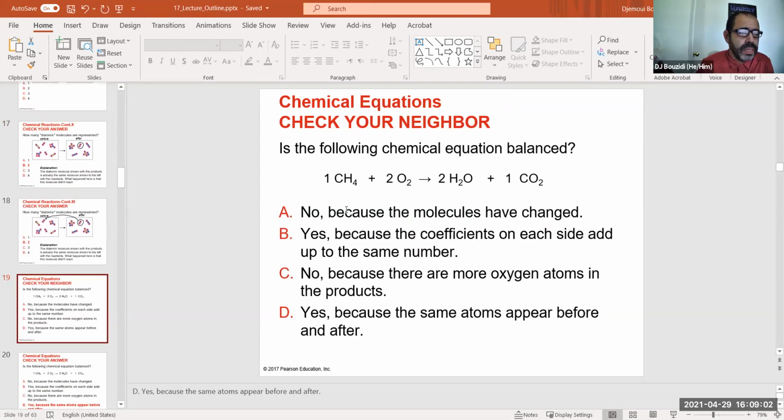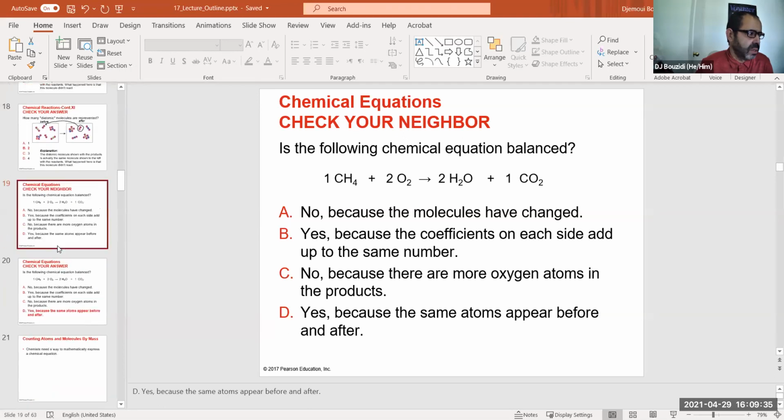So anyway, is this chemical reaction balanced? You have to count each and every one of those elements in it. Carbon, I have 1 carbon, and I have 1 carbon here. So as far as carbon is concerned, this is balanced. Hydrogen, I have 4 of them, and I have 2 times 2 in here, which is 4. So this is balanced. Oxygen, I have 2 times 2, which is 4, and I have 2 times 1, which is 2 in here, but I have 1 times 2 also. So a total of 4, 2 plus 2 is 4. So this chemical reaction is balanced when you look at each and every one of the individual constituents.